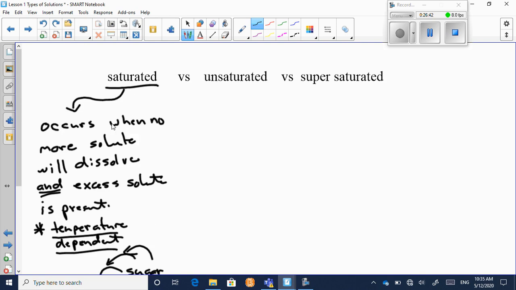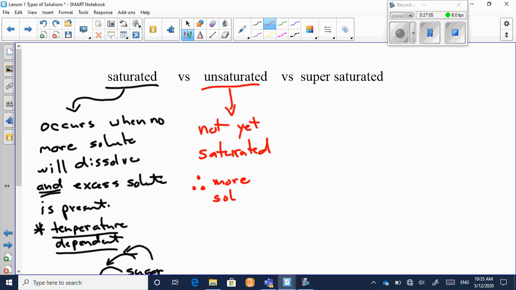The term unsaturated basically means, as it implies, it's not yet saturated. Therefore, more solute can still dissolve. Okay, so that's pretty clear.